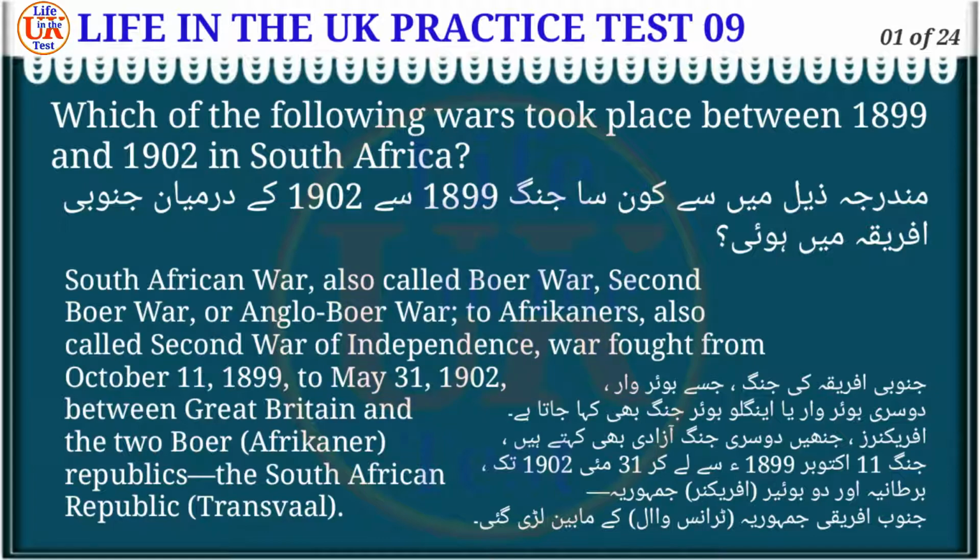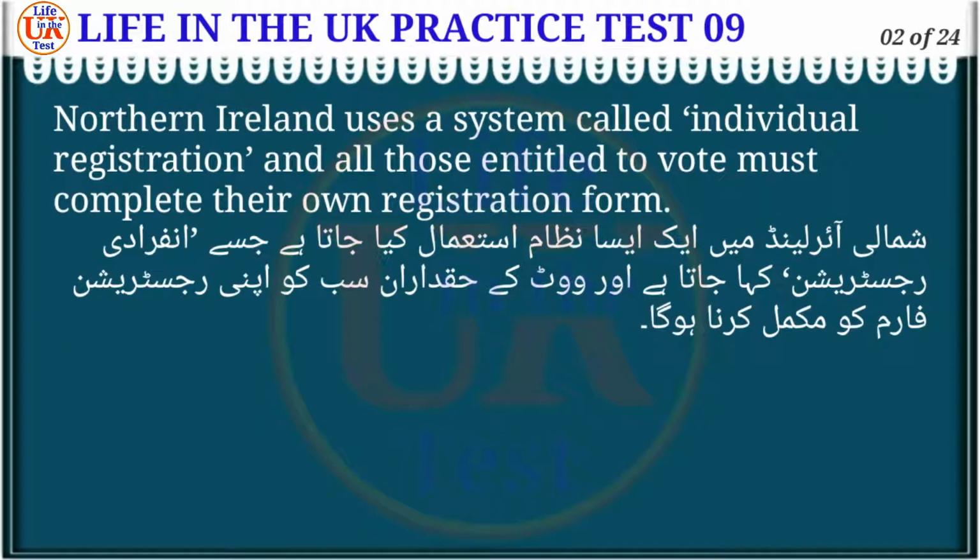Question 2 of 24. Northern Ireland uses a system called individual registration, and all those entitled to vote must complete their own registration form. A. True. B. False. The correct answer is, this statement is true.